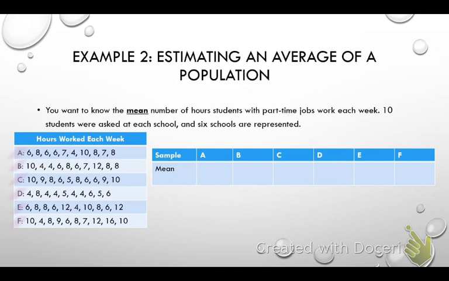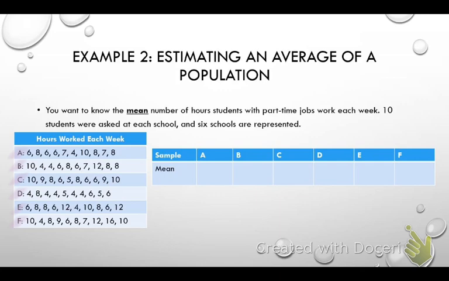Hey, how many hours a week do you work? School A, 6. Hey, how many hours a week do you work? 8. And I recorded those responses. So those 10 numbers on row A represent 10 responses from students on how many hours they work. And here's what you're asked: find the mean of the number of hours worked for each school.